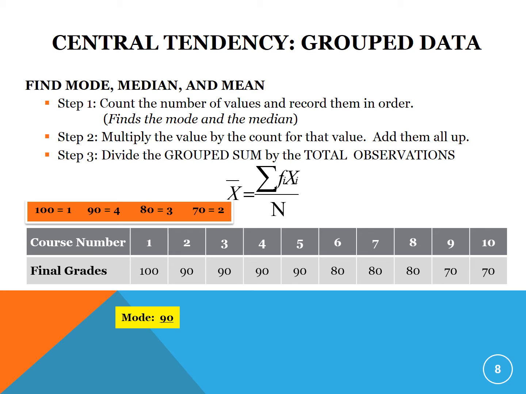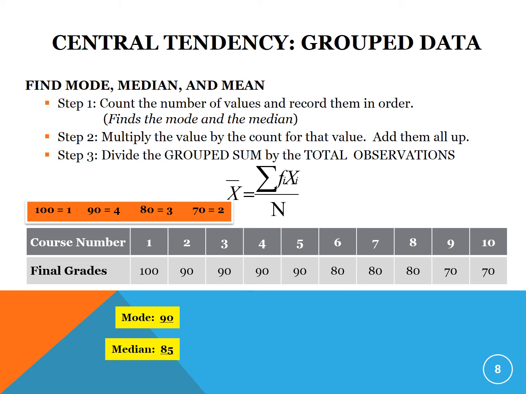So our median would be that 10 plus 1, right, which is 11, divided by 2, which is 5.5. So halfway between 90 and 80 should be 85, or halfway between that 5th observation and the 6th observation should be that 5.5. So that's why we're taking the average of that, and we're concluding that our median would be 85, right? 90 plus 80 divided by 2.